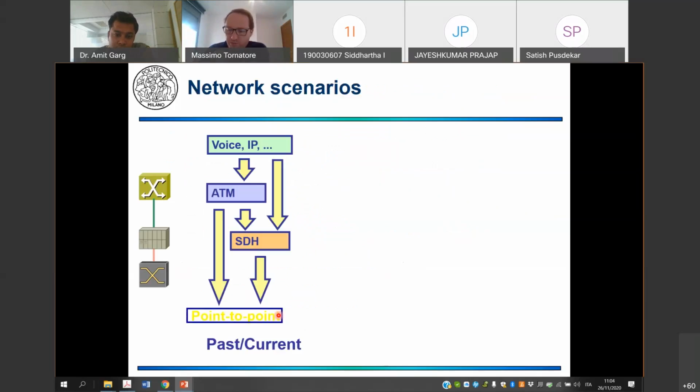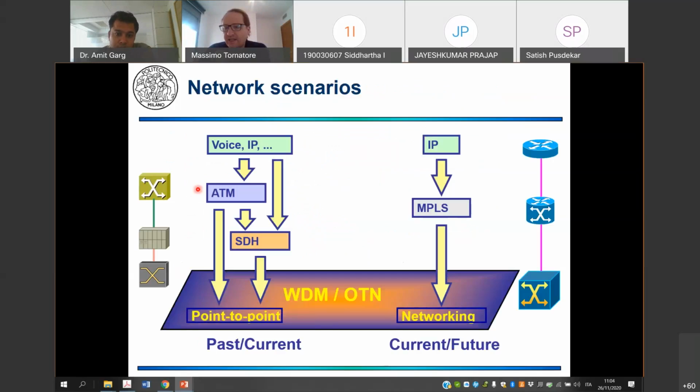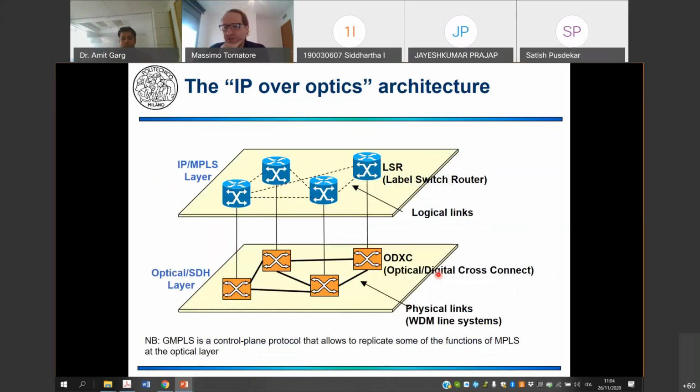Probably most of you know that the protocol stack in a transport network can be very complicated, with several layers. Let's simplify and consider only IP over MPLS over optical. That's it. We don't consider a more complicated scenario. So we have routers and we have optical cross connects, 2 layers. That's it.